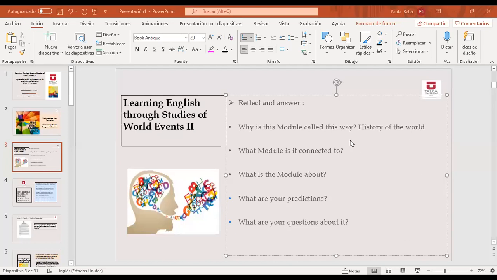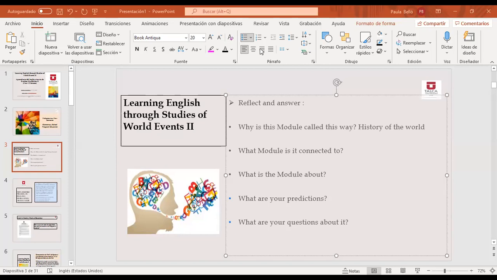Okay, so this module is called this way because it's referred to history of the world, but instead of talking of past events, the past, we will be talking around the nearer in time to current events. And Giselle, okay. Then, what is this module connected to?